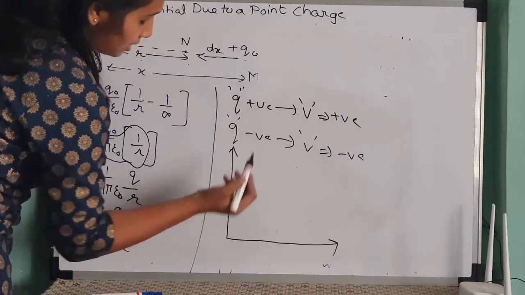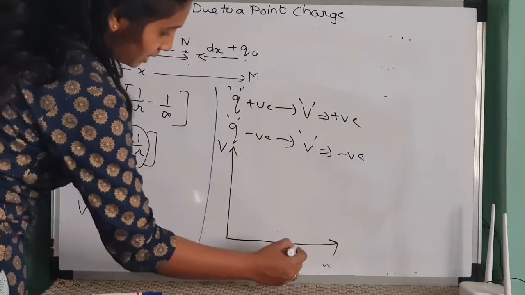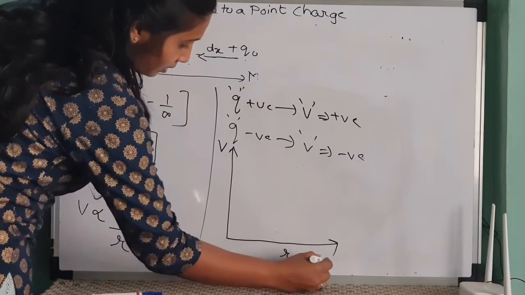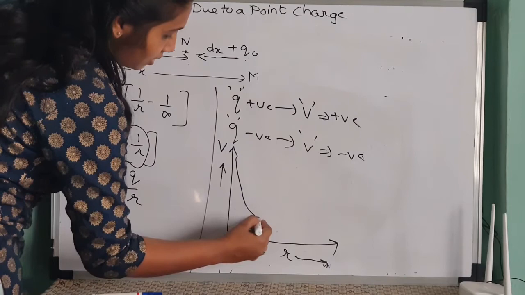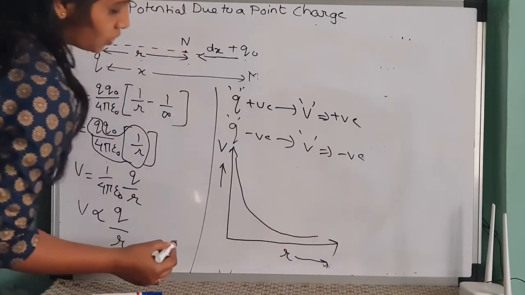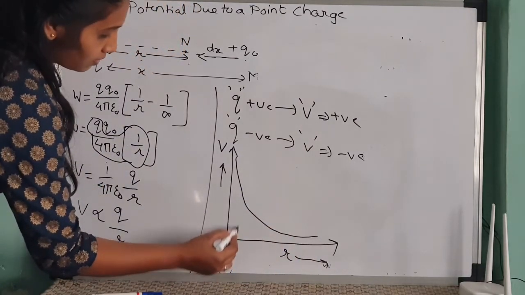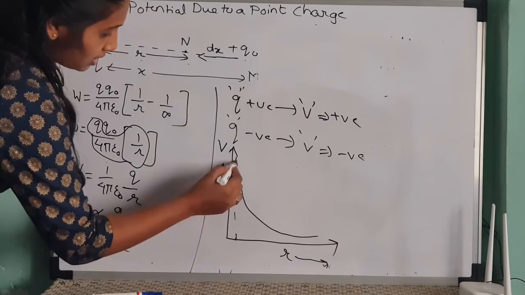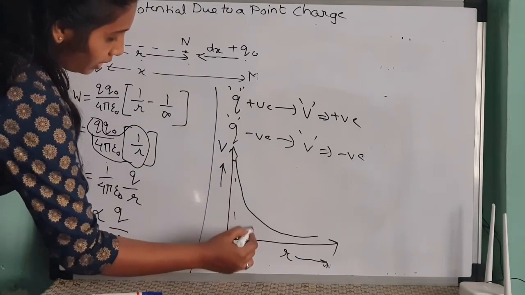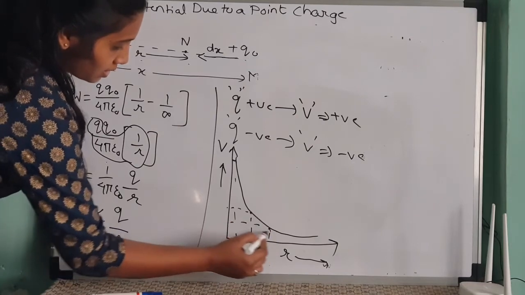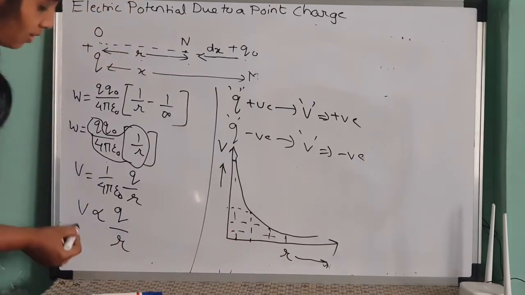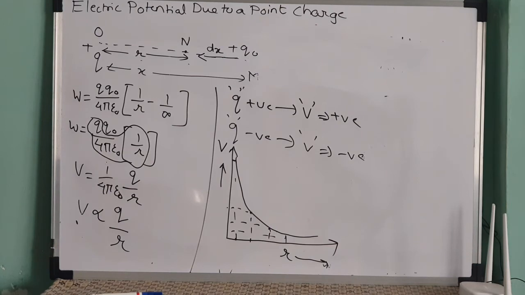To represent their relation, we can draw a simple graph, that is your V versus R graph. If you draw this graph, you will have a non-linear nature, which shows that when your R is very small, your potential is high. As you go on increasing your R value, your potential decreases. See? Because they are inversely proportional.